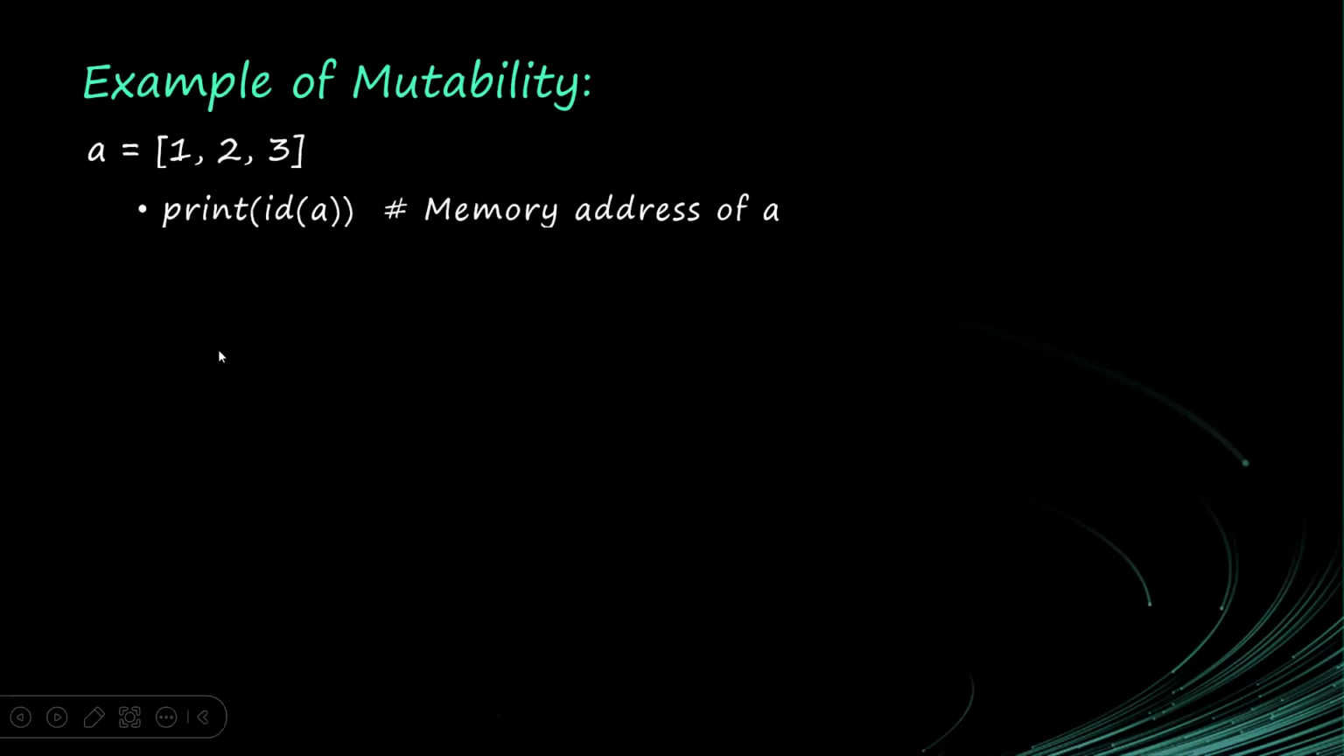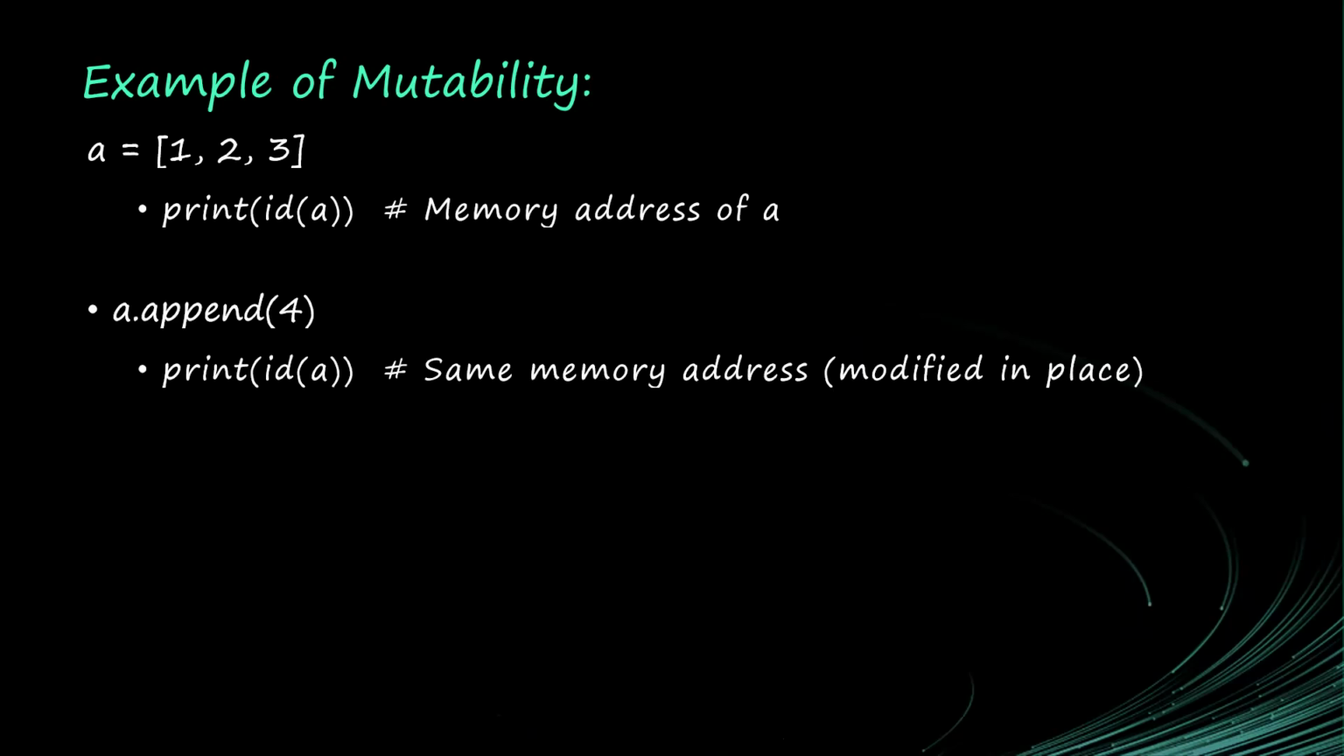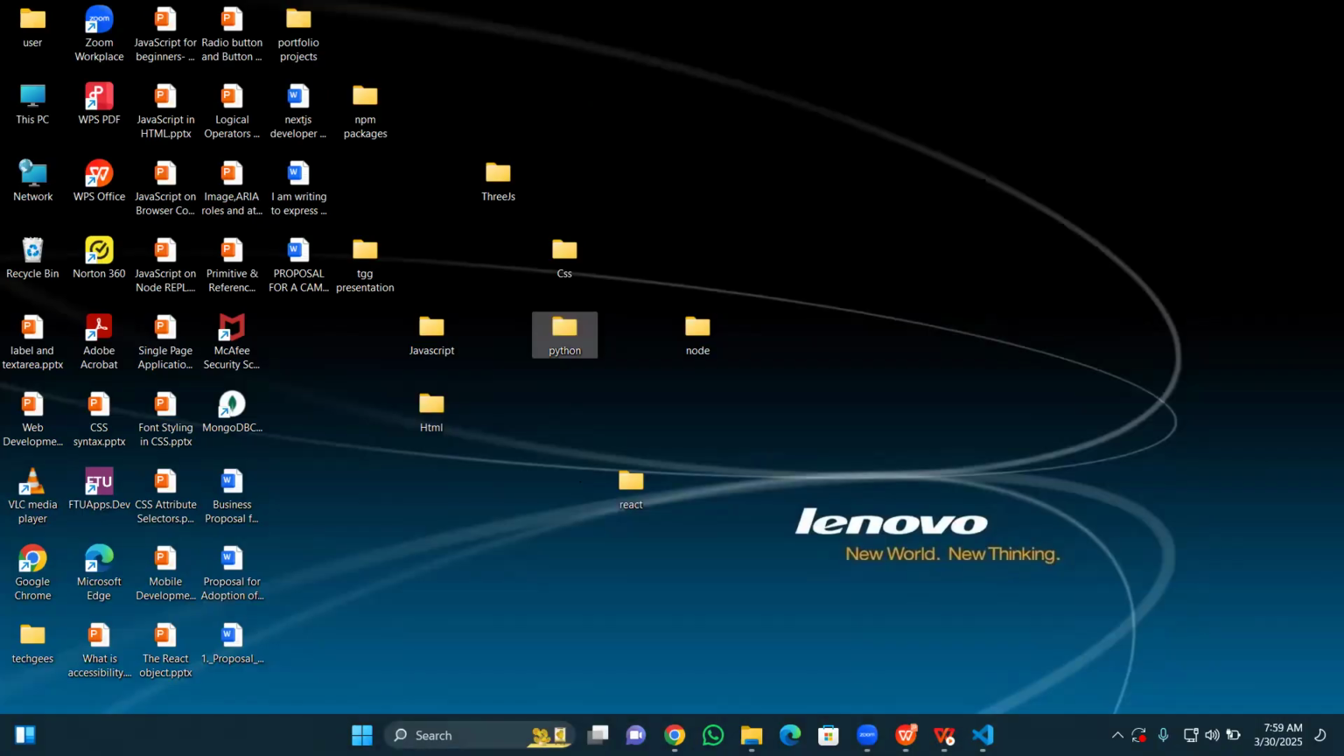All right, so now examples of mutability. Now let's do the same thing we did before. We are creating an array here and we are printing, sorry, not array, list. I'm so sorry. All right, array is for JavaScript. So we are creating a list here and we are printing the ID. Then we also modify it by calling the append method, and we also print the ID. So let's go to code and see.